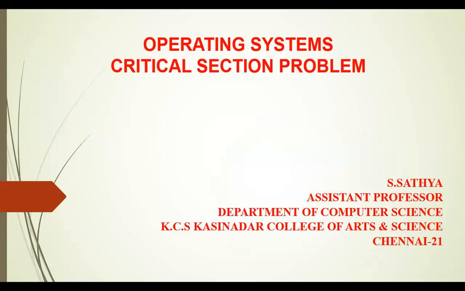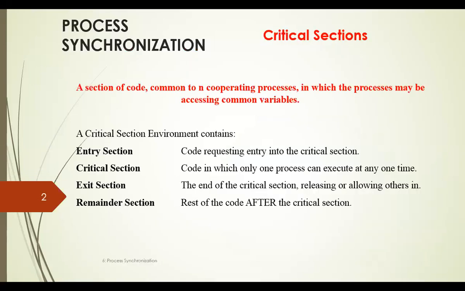In this video, we are going to see about the critical section problem in operating systems. What do you mean by critical section? A section of code common to n cooperating processes, in which the processes may be accessing common variables.